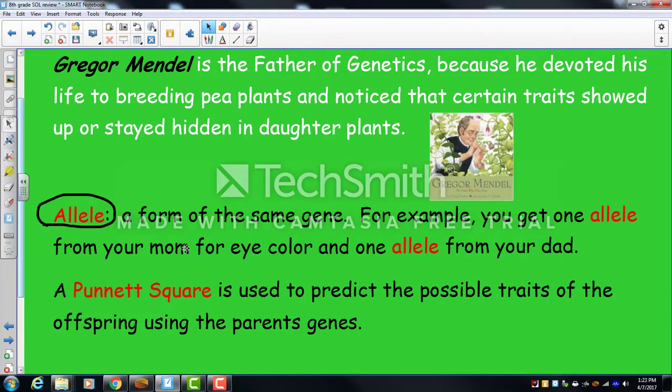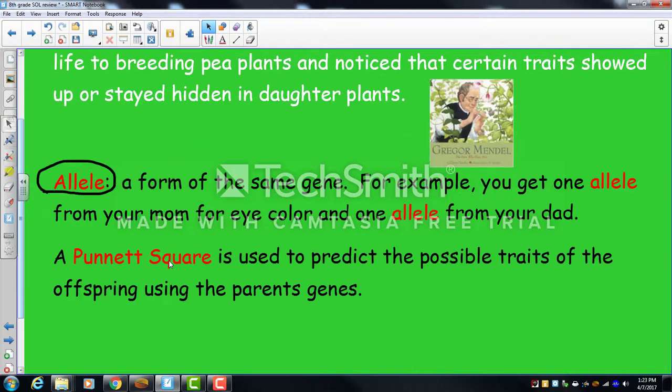Your mom gave you an allele for eye color, maybe she had a brown eye gene to give, and maybe dad had a blue eye gene to give. And then you ended up with brown eyes. So an allele is just like an eye color gene, but you get one from each parent. Okay.